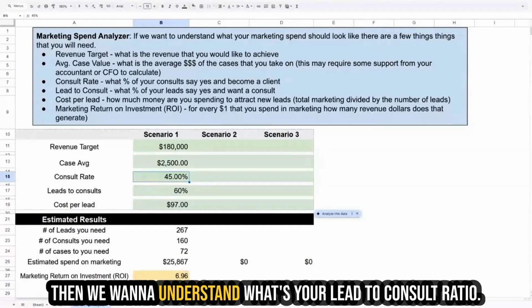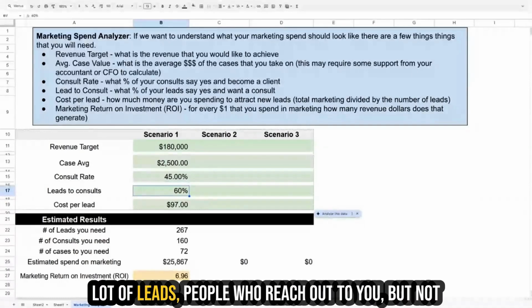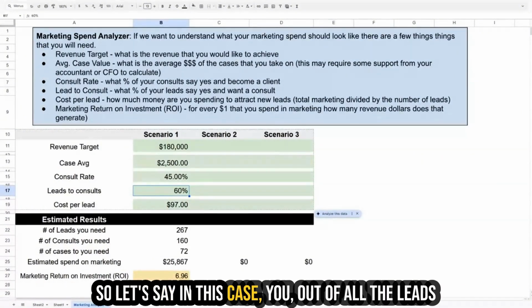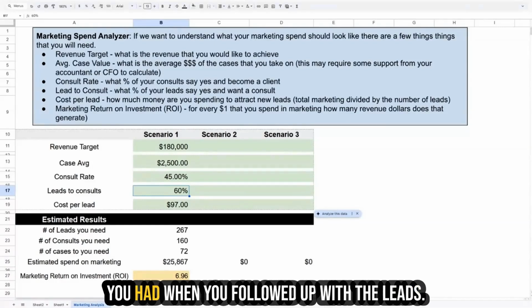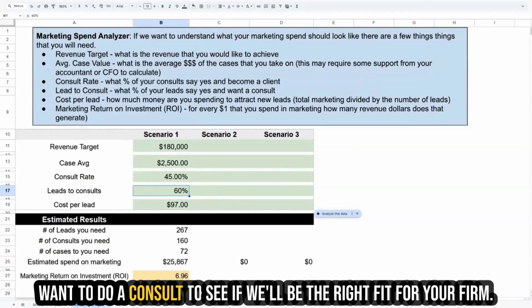And then we want to understand, what's your lead to consult ratio? Now, you're probably going to have a lot of leads, people who reach out to you, but not everyone who reaches out to you will become a client. So let's say in this case, out of all the leads you had, when you followed up with them, 60% of those leads said, yes, we want to do a consult to see if we'll be the right fit for your firm.